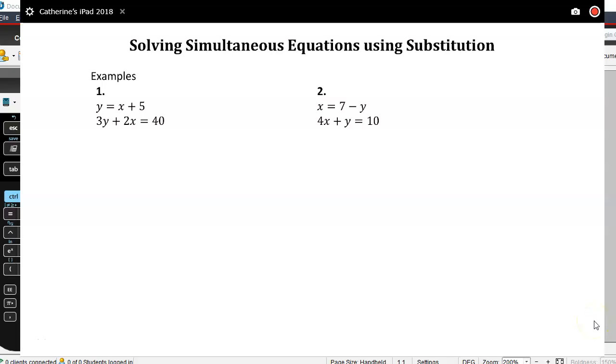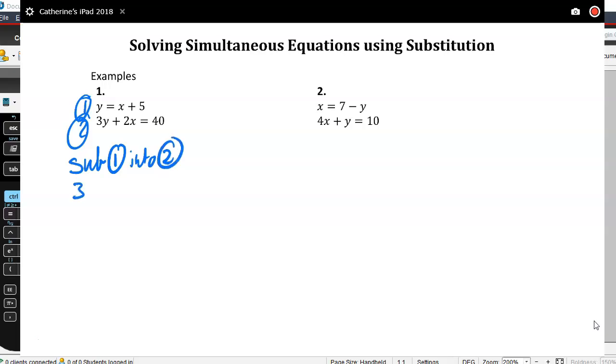Today we're going to talk about how we solve simultaneous equations using substitution. This means substituting an equation into the other equation. Okay, so here we've got two examples. Example 1, I've got equation 1, y equals x plus 5, and equation 2, 3y plus 2x equals 40. So I am going to sub equation 1 into equation 2.